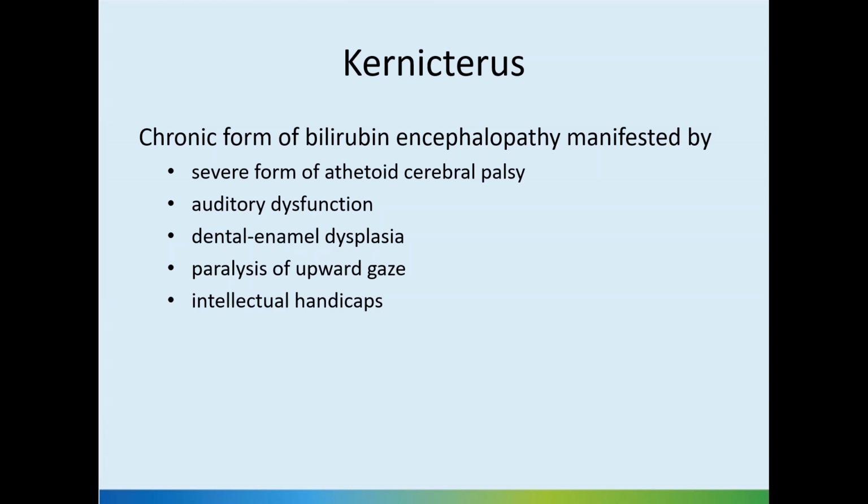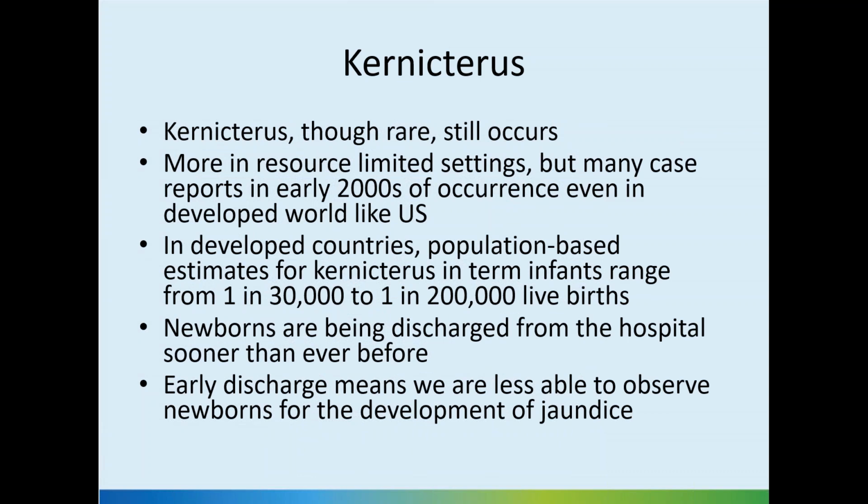Kernicterus is nothing but the chronic form of bilirubin encephalopathy. This bilirubin binding in the brain areas causes permanent brain damage, and it can cause a severe form of athetoid cerebral palsy. We may have hearing problems, auditory dysfunction. It's a sensorineural type of deafness. Dental enamel hypoplasia or dysplasia may occur, as the developing teeth buds are sensitive to bilirubin binding as well. Typically, along with the athetoid cerebral palsy, we also have paralysis of the upward gaze, and intellectual handicaps of varying degrees may be seen. Thankfully, kernicterus is not seen that frequently these days due to our aggressive screening and management. It is rare, but still happens.